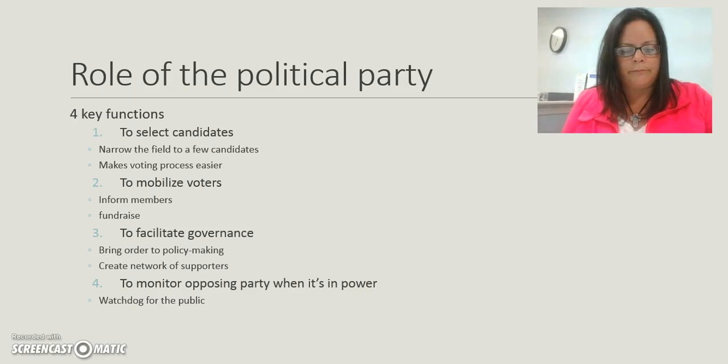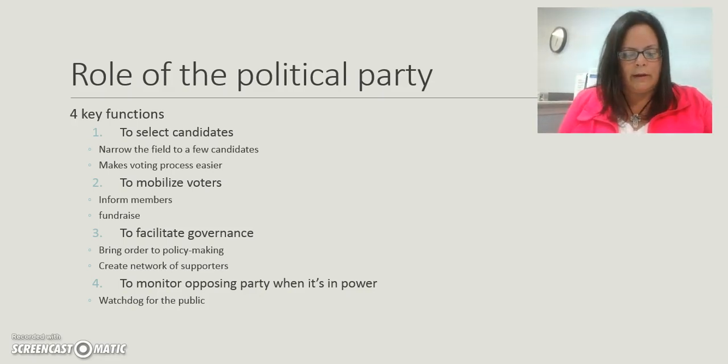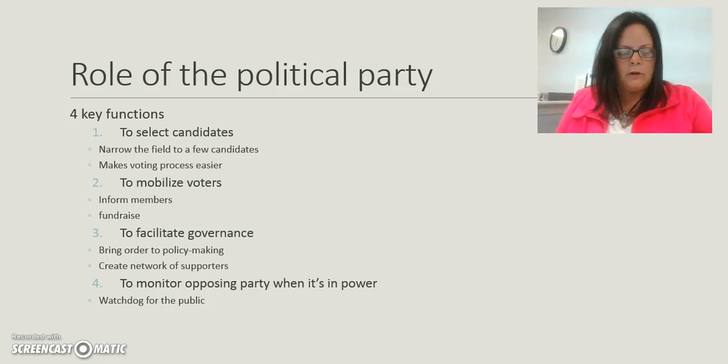Political parties are the watchdog for the public. Because political parties oppose each other, the party that is not currently in power usually keeps a close eye on their opponent and notifies the public of any wrongdoing or any type of misstep.